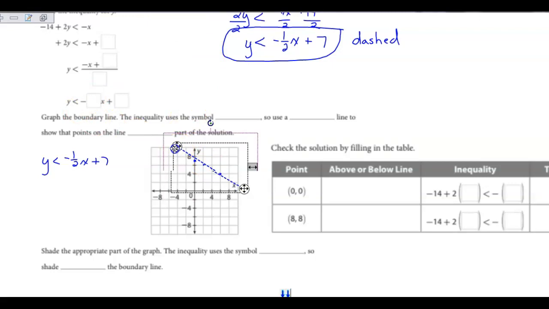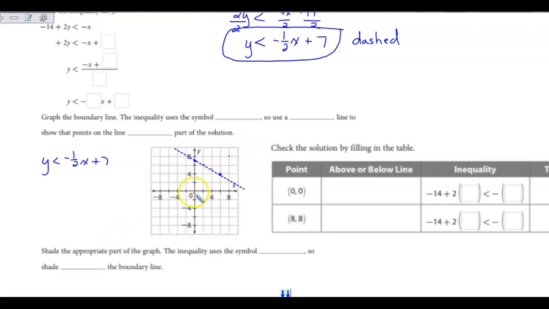And what this means is that not every point on that line is going to be an ordered pair, only some. So 0, 7 would work, and 6, 4 would work, because those we found when we were finding 2 points to draw the line. Now we have to determine which side we are going to shade. Are we going to shade the side that has the origin, or are we going to shade the side that has the 8, 8, which would be this one right here?